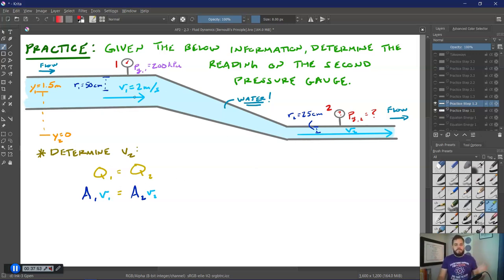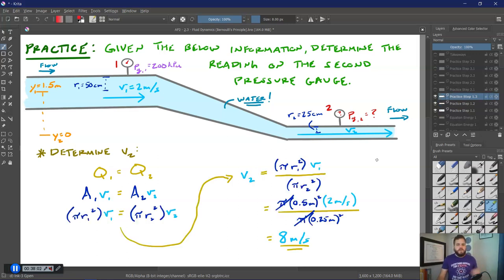Now we could solve for these areas, keeping in mind we'd have to convert them to meters, and the area of a circle is pi r squared. We could do that with this velocity, and end up doing all the math and getting that the velocity at the end is 8 meters per second, which makes sense. It should be going faster because it's a narrower pipe.